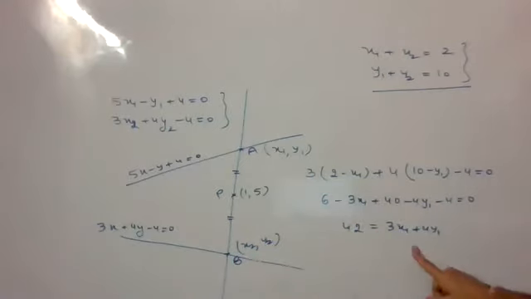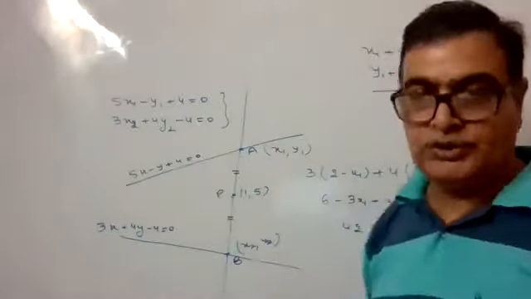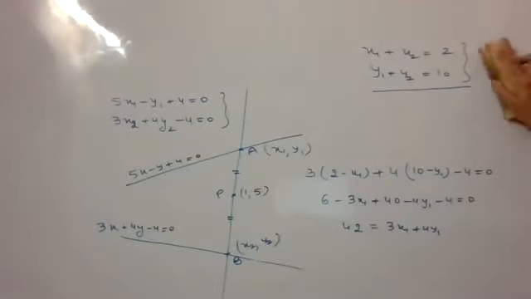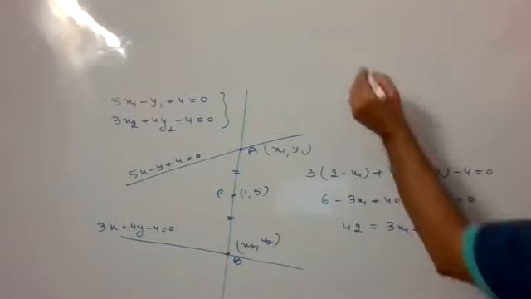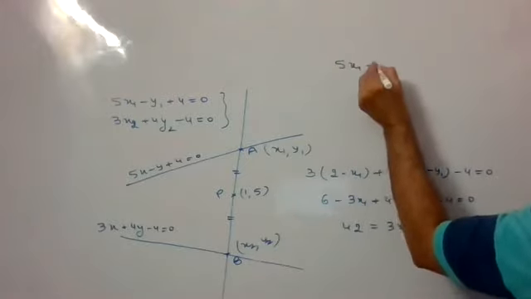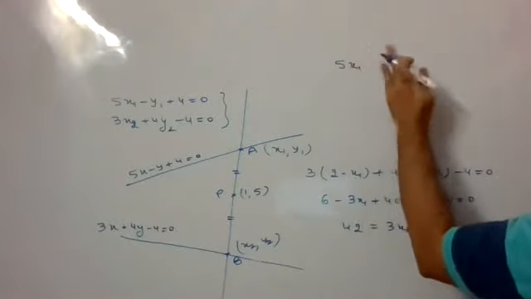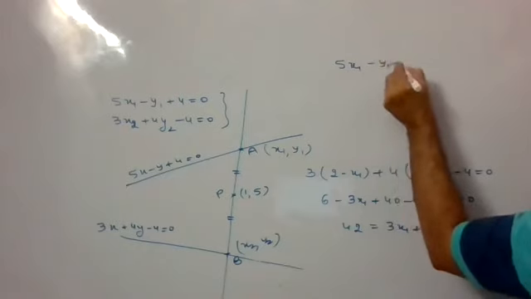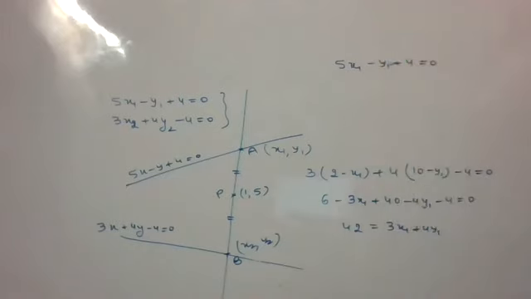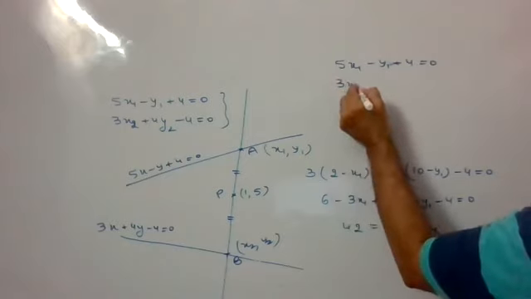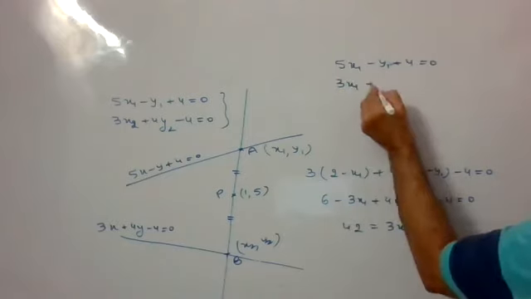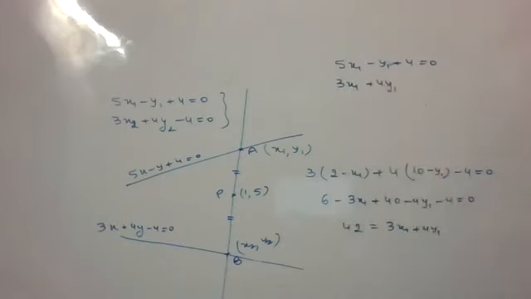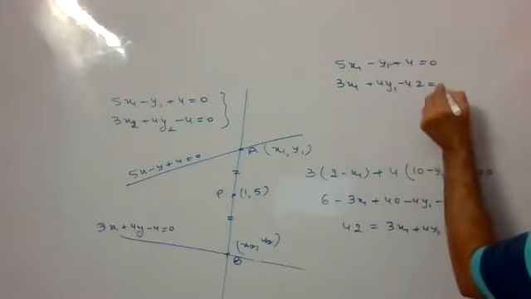So one equation is this, another is already known to you. Can you get x1, y1 now? Yes. So the first is 5x1 minus y1 plus 4 is coming 0. Another is 3x1 plus 4y1 minus 42 is coming 0.